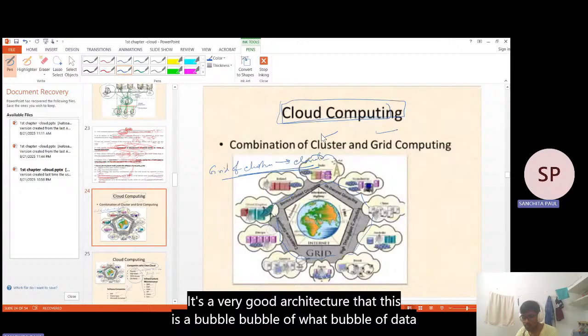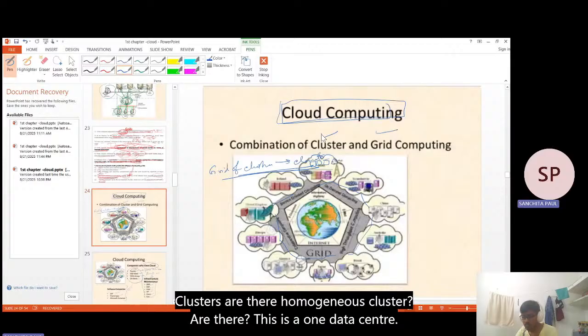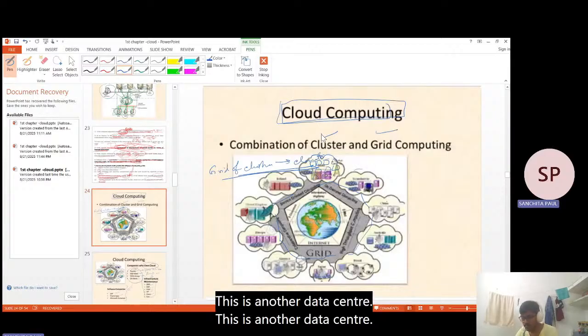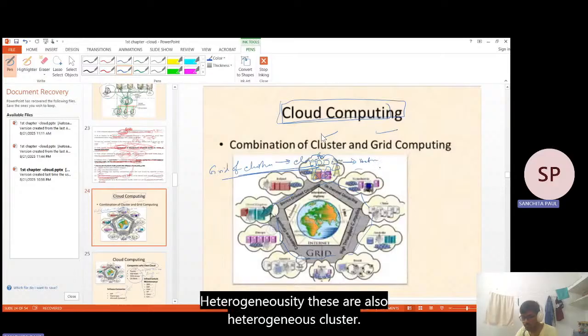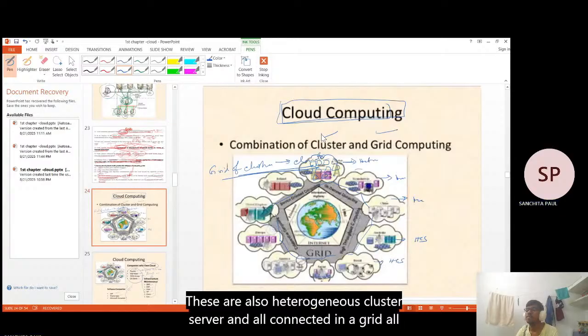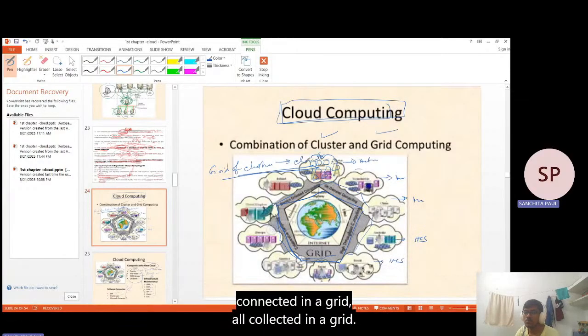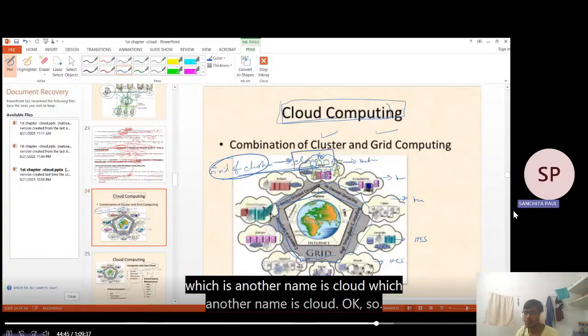Now you can say this is a very good drawing, a very good architecture. This is a bubble of a data center. Within that there are so many clusters, homogeneous clusters. This is one data center, this is another data center, and so on. Maybe in the same geographic location or maybe in a different geographic location. These are heterogeneous, they can be different. These are also heterogeneous cluster servers, and all are connected in a grid. A high configuration, high bandwidth interconnection network is called a grid. So this is called a grid of clusters, whose other name is cloud.